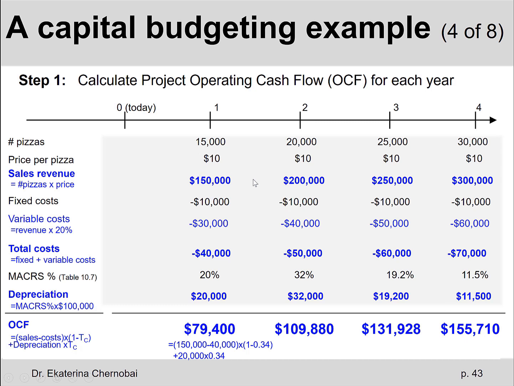The sales revenue is growing because we are expecting to sell more pizzas. Because we will be selling more pizzas, the variable costs will be growing. That results in higher overall costs, production costs. And on top of everything, we are dealing with the MACRS depreciation method, which has a different depreciation amount for each year.